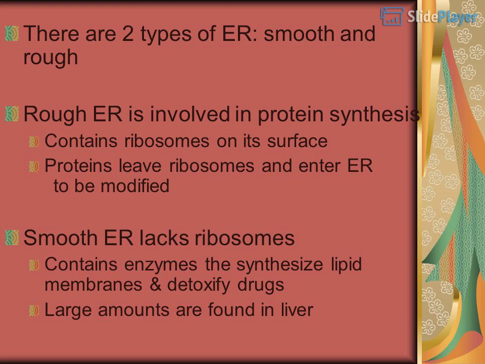Rough ER is involved in protein synthesis. Contains ribosomes on its surface. Proteins leave ribosomes and enter the ER to be modified. Smooth ER lacks ribosomes. Contains enzymes to synthesize lipid membranes and detoxify drugs. Large amounts are found in the liver.